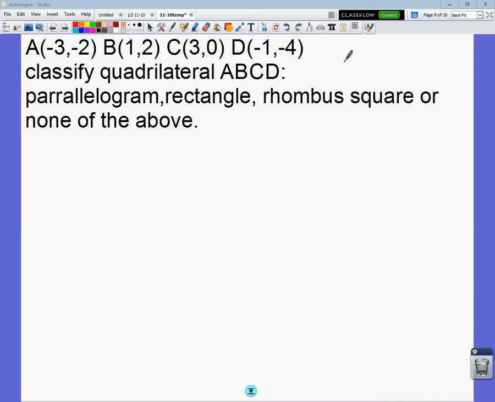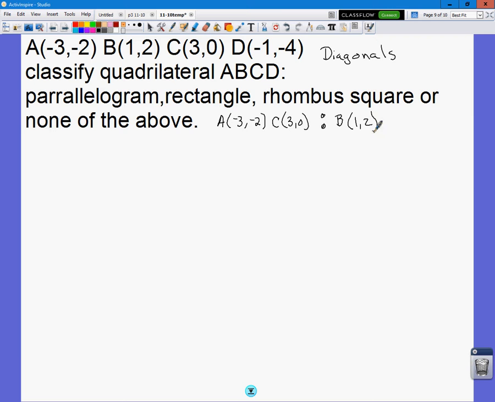Okay, because we know we're going to use the diagonals to do this check, I'm going to write the diagonals here. We know from A to C is one of the diagonals, and I'm just going to rewrite them in order so we can see that it's a diagonal. And the other diagonal would be from B to D.